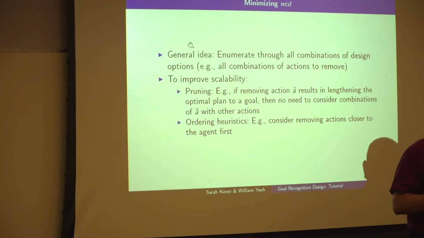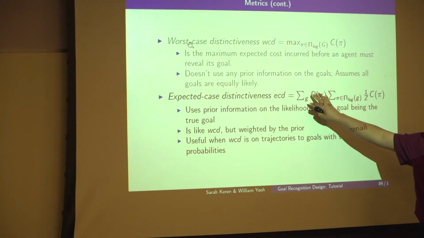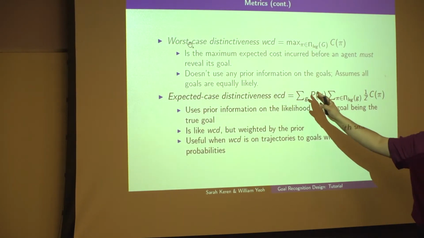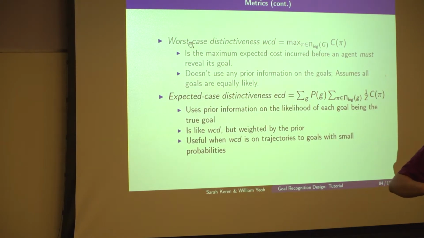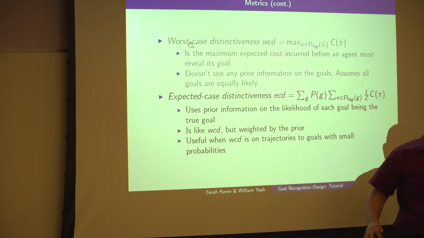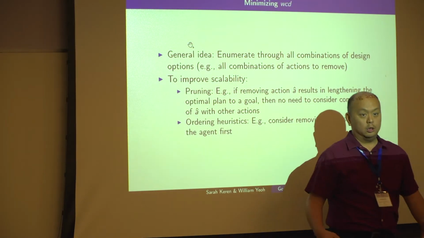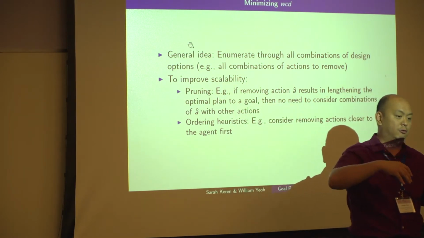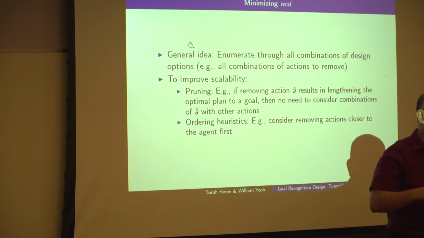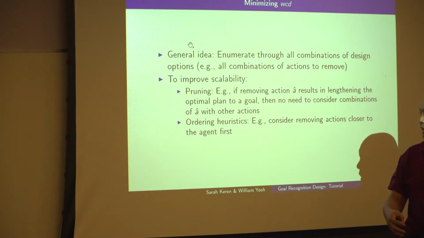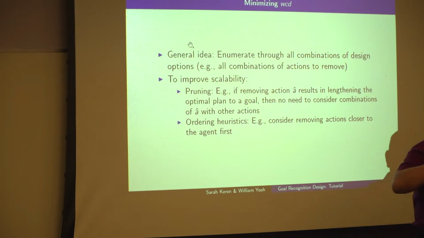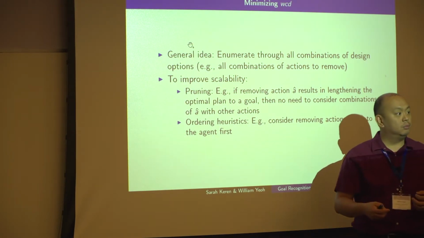The priors for the ECD and so on, we assume do not change if you modify an environment. Mona Lisas are still more important than 5th grade drawings, no matter how you design your museum. So some examples of pruning heuristics could be: if I want to consider blocking, I don't know, 2 actions, and I block this action, and it did a really bad thing by lengthening an optimal plan, and maybe that's a big no-no, then I do not need to consider blocking this action and some other action. Does that kind of make sense?